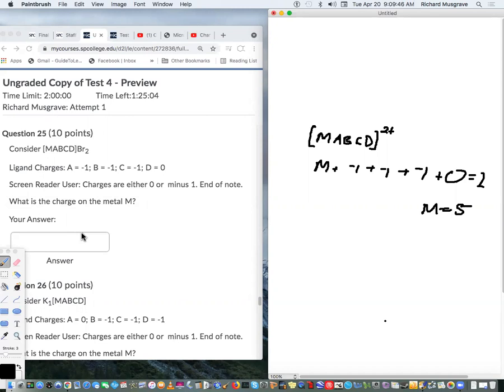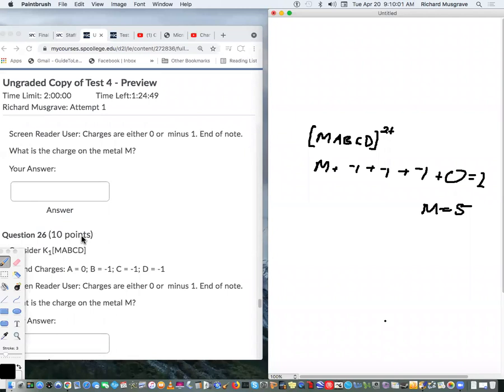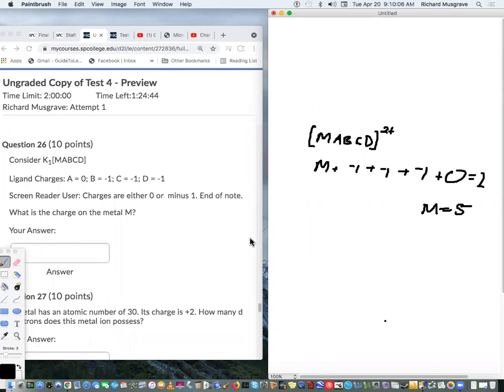Okay. So you're just trying to find the charge on M that it has to be in order to make that happen. So that's what we're doing: trying to find M so that when you do it all, you get the 2 plus. Okay. I just wanted to make sure that's what you're doing to find that M is 5. That's right. Okay. Thank you.